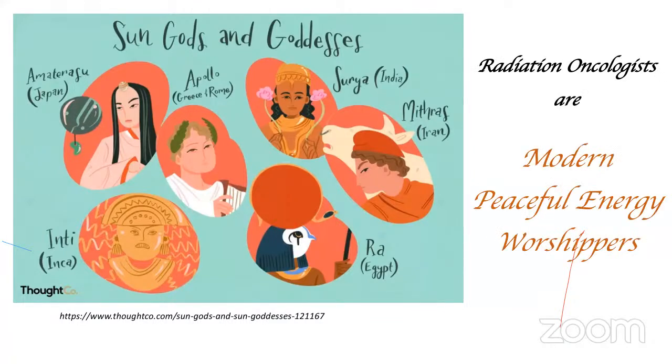So we as radiation oncologists are the modern peaceful energy worshippers. It's not new. Humans have always used the energy from the sun for various good things. We have used the most intense form of energy, and the most potentially dangerous form of energy. We have figured out how to use it for peaceful purposes in terms of treating cancer.